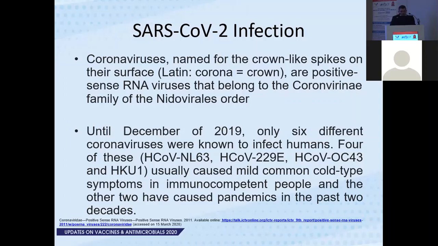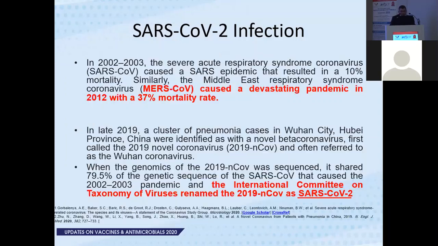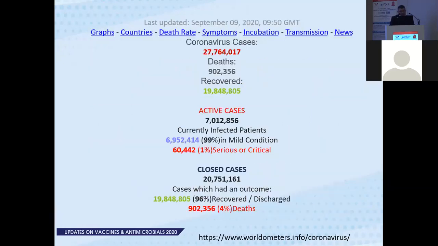Most of them, except 2, were causing cold and mild symptoms. The exceptions were the 2 outbreaks that happened around 10 years ago, 8 years ago, MERS and SARS. Initially, they called the virus causing COVID-19 the novel one, until the International Committee on Taxonomy of Viruses renamed it SARS-CoV-2. I updated this number yesterday just to show you.